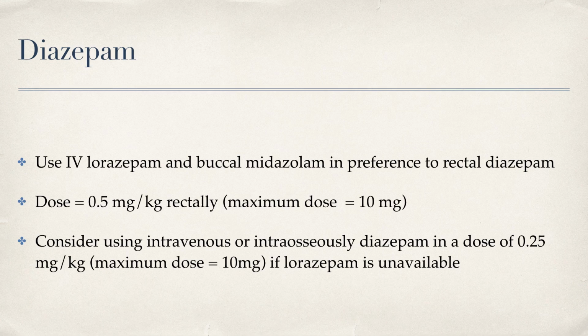I'm going to cover the dosing anyway, so the dose is 0.5 milligrams per kilogram rectally, up to a maximum dose of 10 milligrams. Should intravenous access be available, however, and lorazepam is unavailable, intravenous diazepam can be administered instead in a dose of 0.25 milligrams per kilogram, up to a maximum dose of 10 milligrams. This can also be given via intraosseous injection.